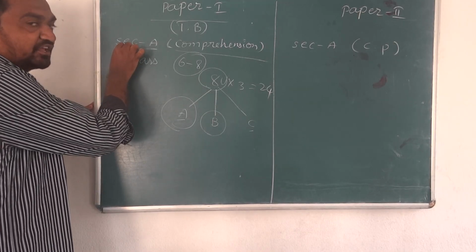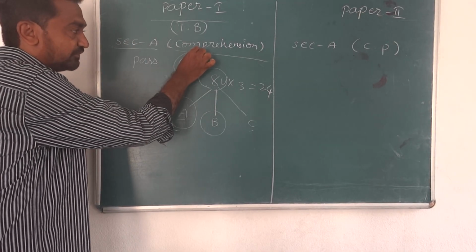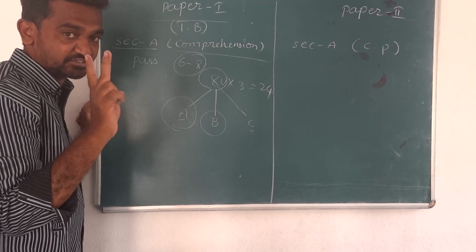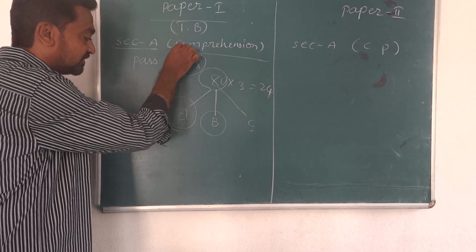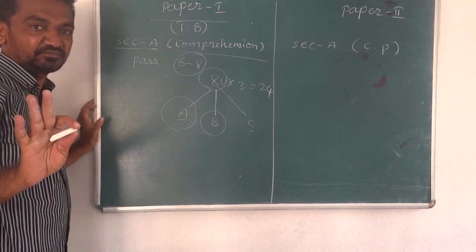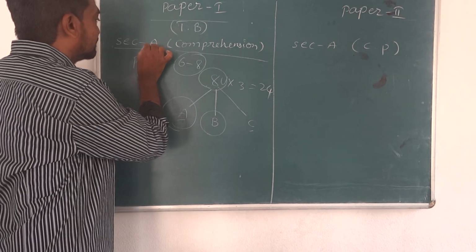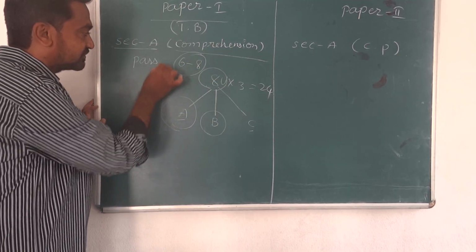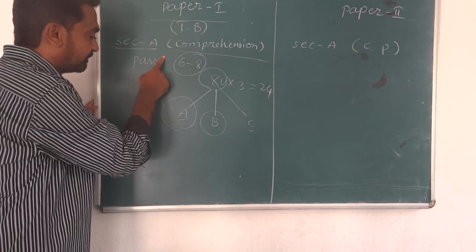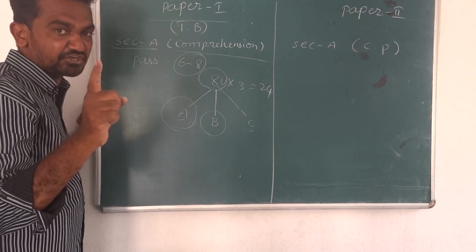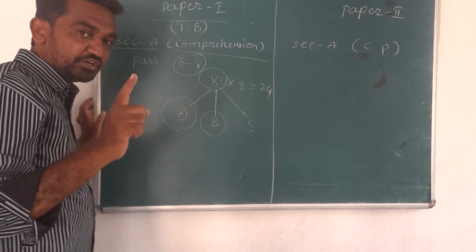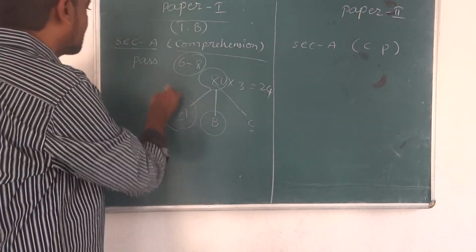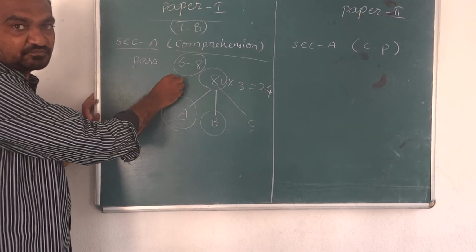In Section A, the comprehension part, there are 2 passages. They give you 2 passages, and the first passage comes from the A reading. Understood? The first passage comes from the A reading of every unit. If you read the A reading, then you can answer the Section A first passage.